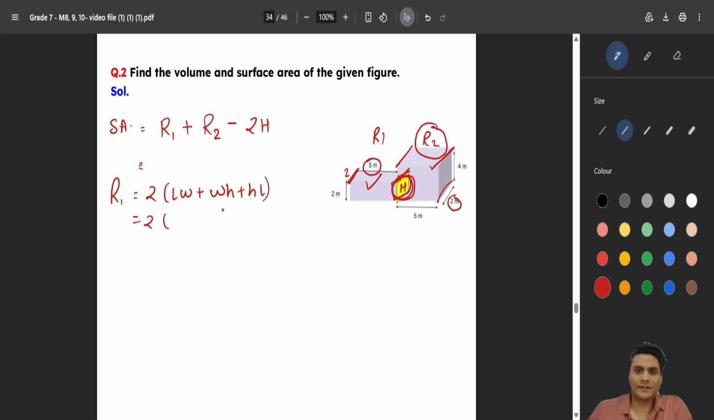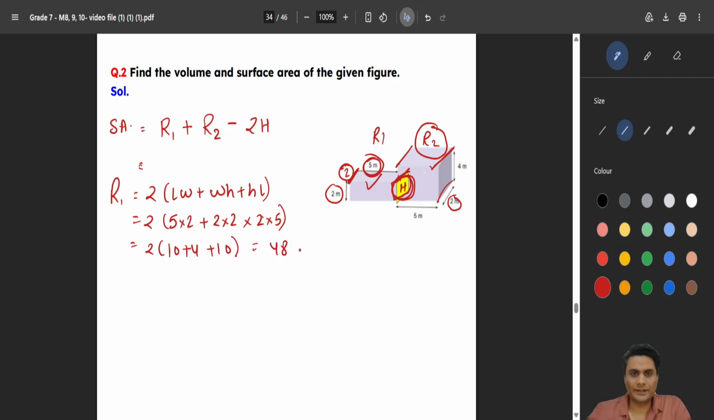So my length is 5, the width is 2, and the height is also 2. So what will I do? Length times width plus width times height plus height times length. Okay, this will give me how much? 10 plus 4 plus 10, total how much? 24. So 48 meter square.